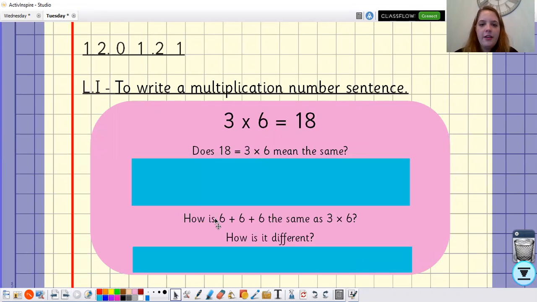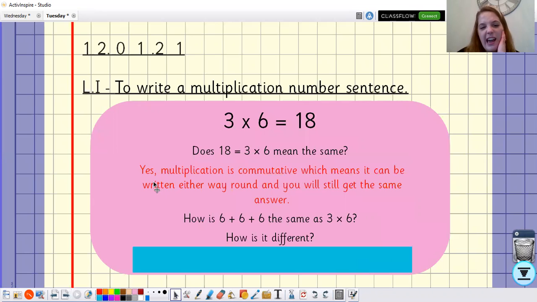Okay, another example then. We've got some questions first of all. So our number sentence, 3 multiplied by 6 equals 18. First question I want you to think about is, does 18 equals 3 multiplied by 6 mean the same thing? Have a little think about that one. Okay, well the answer is yes, it does mean the same.